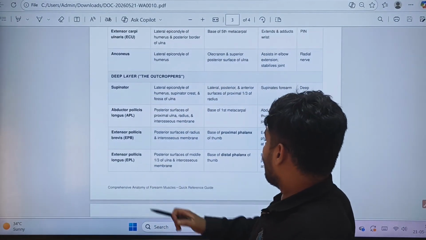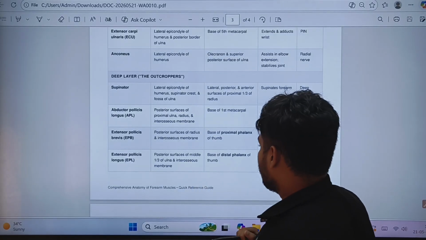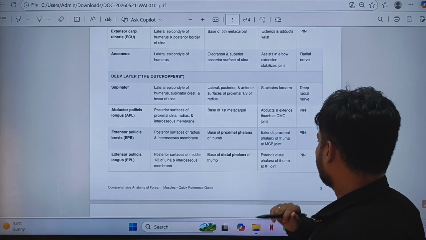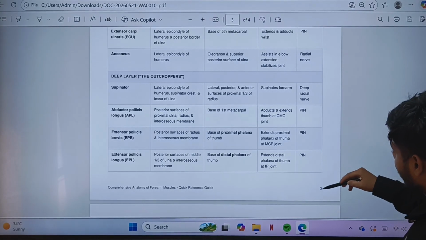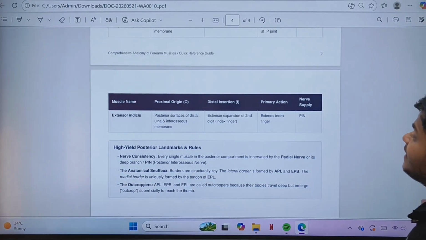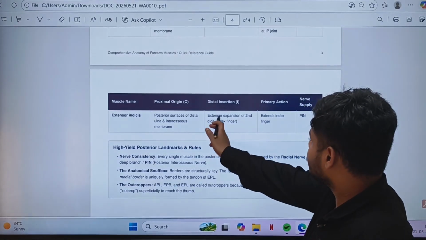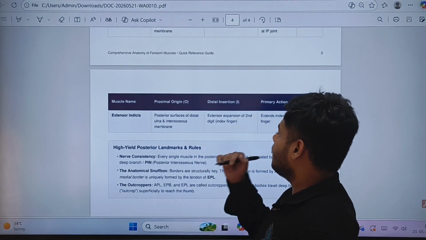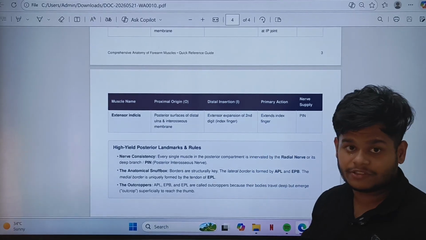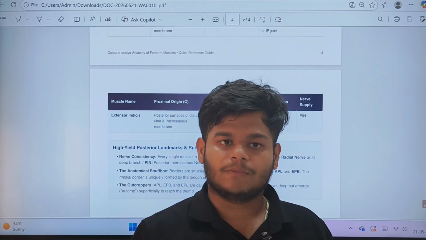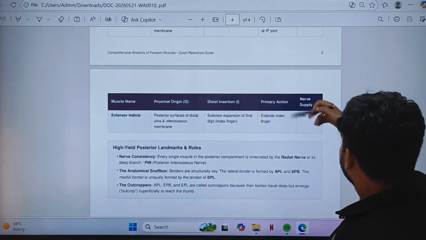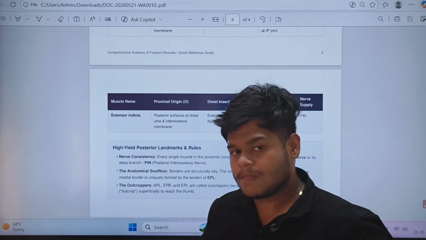Now extensor pollicis longus originates from the posterior surface of the middle 1/3 of the ulna and the interosseous membrane. It inserts at the base of the distal phalanx of the thumb, and is supplied by the posterior interosseous nerve. Now the last muscle is extensor indicis, which originates from the posterior surface of the distal ulna and interosseous membrane. Its insertion is on the extensor expansion of the second digit. When we learn the digits and the carpal bones in detail, we will learn what those expansions are. The nerve supply is the posterior interosseous nerve.